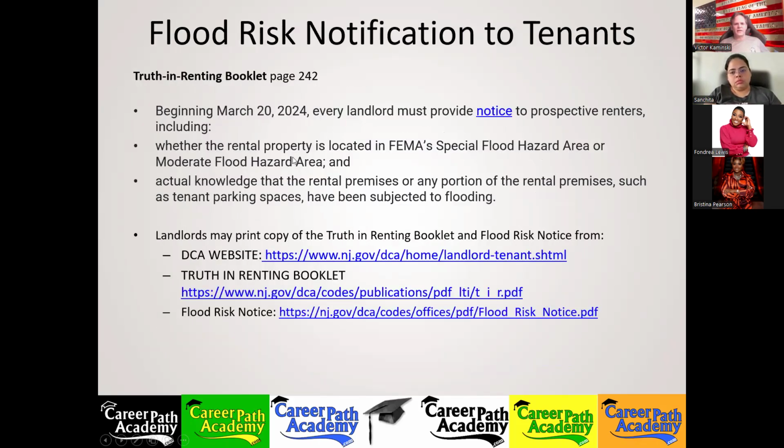All right. So beginning March 20th, 2024, every landlord must provide notice to prospective tenants about flood risks. This is interesting because lately on Facebook, I've been seeing videos posted by politicians, one side of the party asking the other side questions about, they base the premise of all this stuff on what they call now global warming.